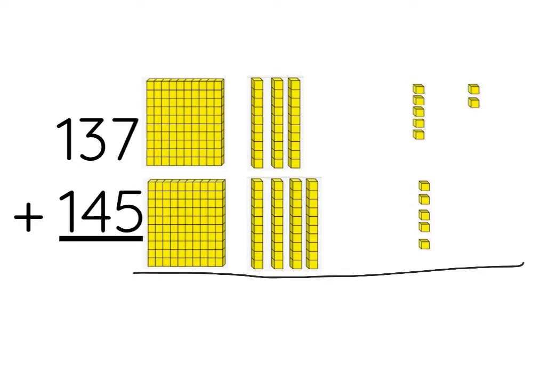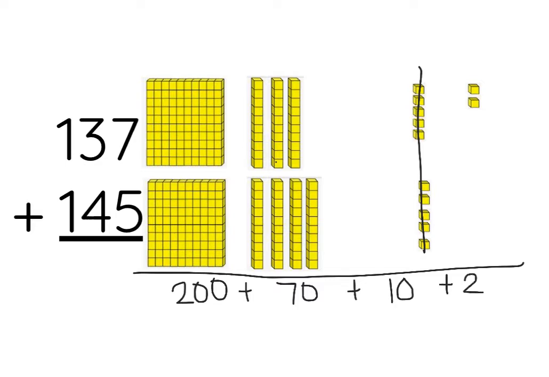We have a 137 and a 145. So we have 200 plus 70. Oh, 5 and 5 make 10. And the extra 2. We're going to combine our like terms together here. So 70 plus 10 equals 80. So in expanded form, we have 200 plus 80 plus 2. In standard form, we write 282.